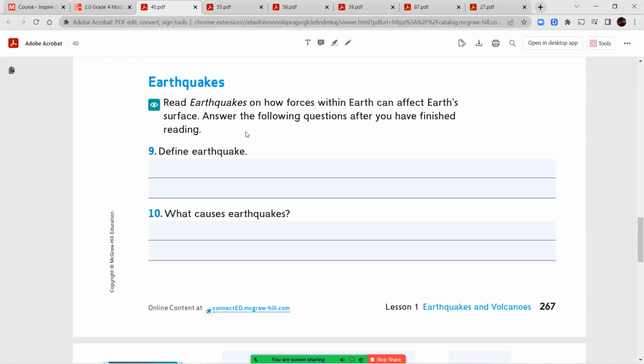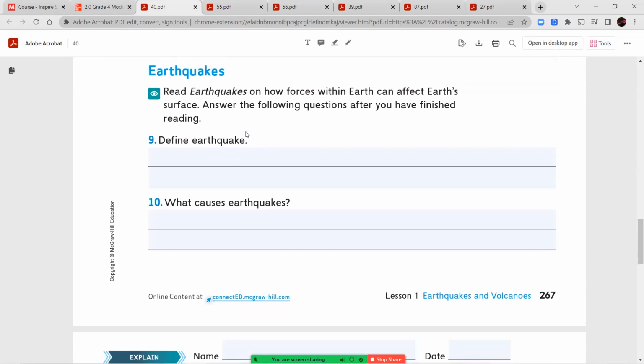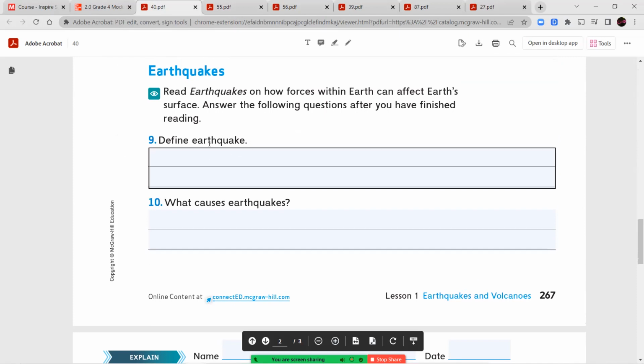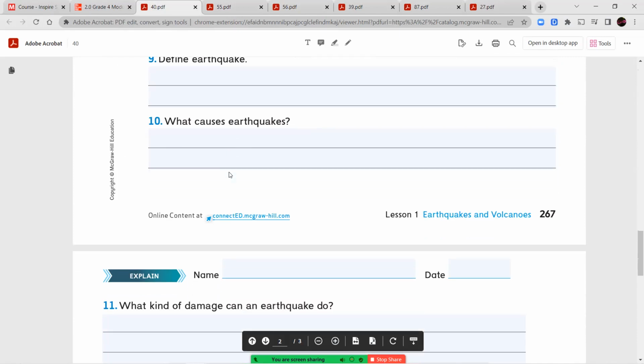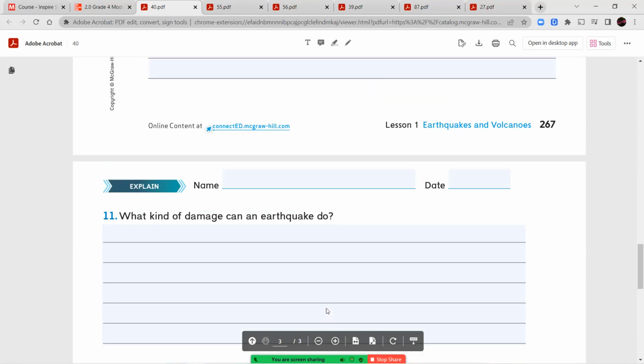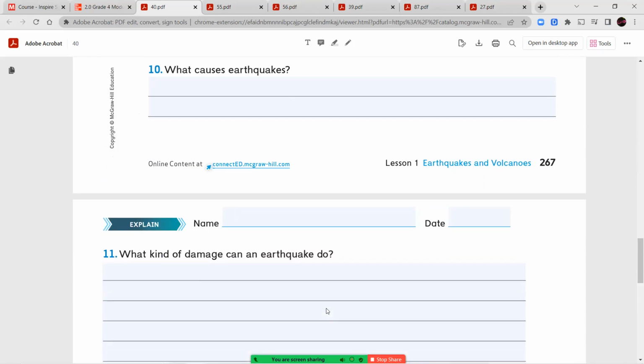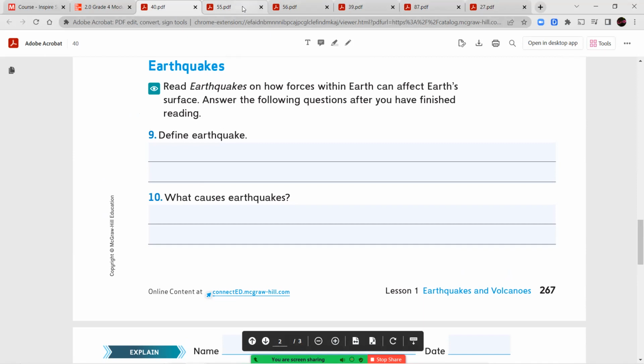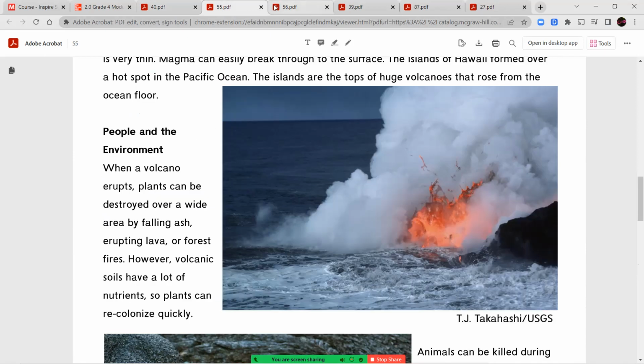Then we have another handout to read titled Earthquakes, on how forces within the earth can affect Earth's surface. We're going to define what an earthquake is. We're going to figure out what causes earthquakes, what kind of damage an earthquake can do. And then that'll take us to the end of these pages, but let's go ahead and jump into that reading.